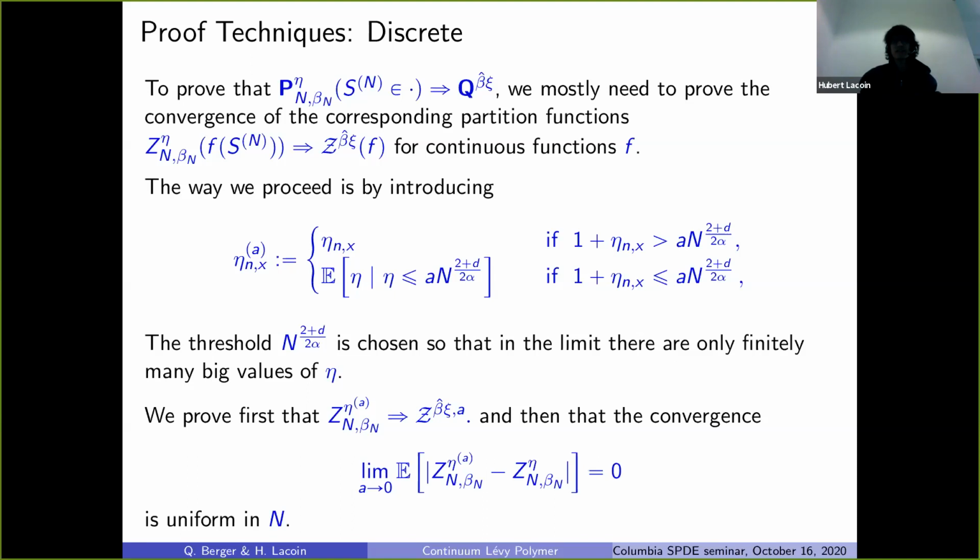When you fix a, because you have only finitely many points in your environment, it's technical, but it's kind of intuitive how to prove that this converges to the continuum model with truncated environment. Then what you have to do is take a to 0 on both sides of this convergence, so that you have to show that basically the partition function of the truncated model converges to the untruncated one uniformly in N. And this is the part which is really technical.